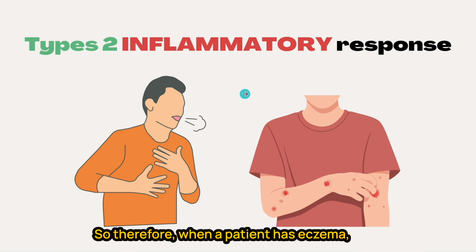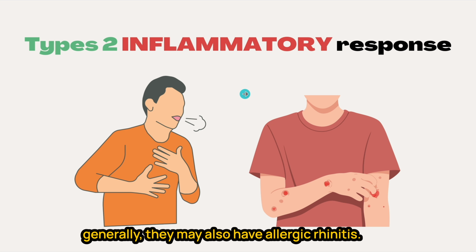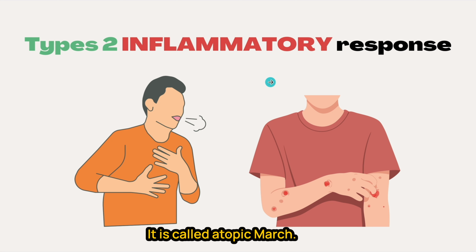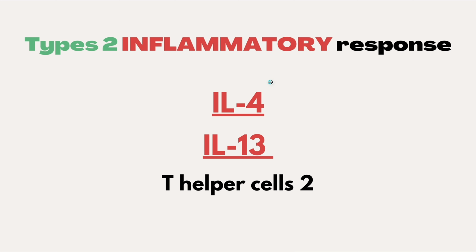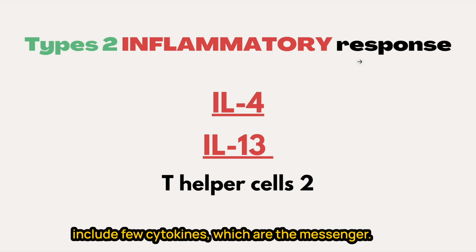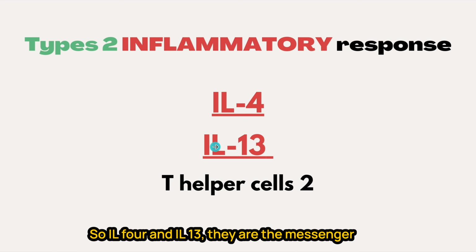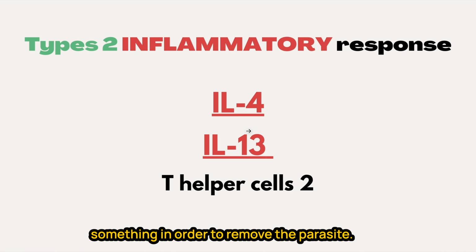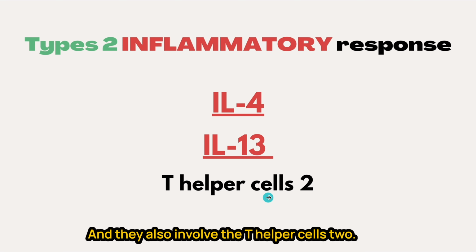So when a patient has eczema, generally they may also have allergic rhinitis, they may also have asthma. It is called the atopic march. And this type 2 inflammatory response includes a few cytokines, which are the messengers, IL-4 and IL-13. They are the messengers telling your body, okay, it's time to trigger something in order to remove the parasite. And they also involve the T helper cells too.